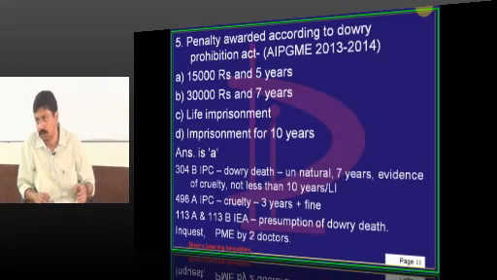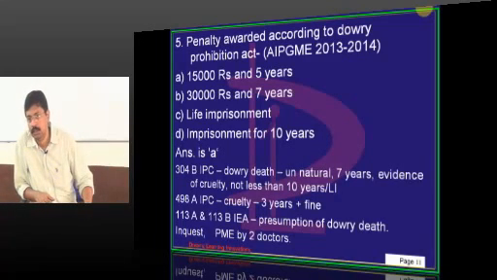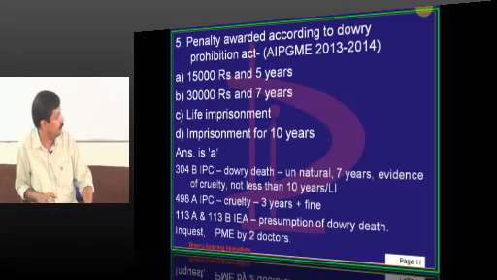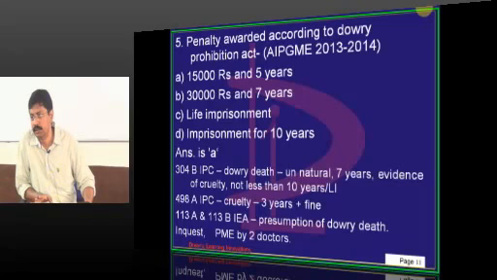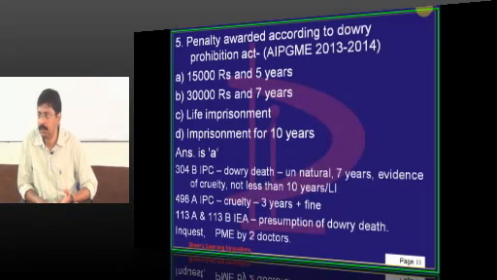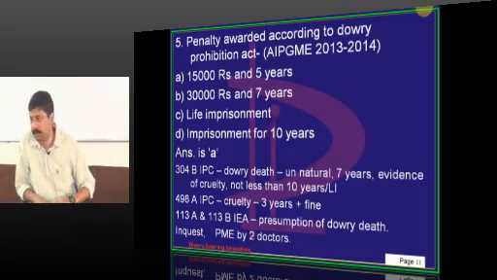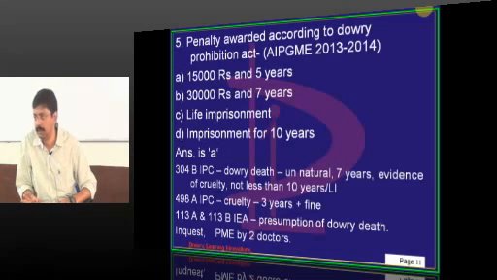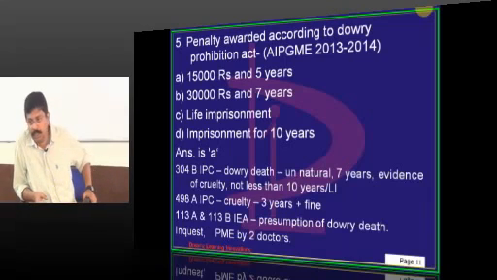So these are all the important points regarding dowry death. One, it comes under 304B. When do you call it a dowry death? It should be an unnatural death, and there should be evidence of cruelty or harassment towards that girl, and it should occur within 7 years of marriage. The punishment for that is not less than 10 years, or it may extend to life imprisonment. And 498A is just cruelty. There is no death in 498A.